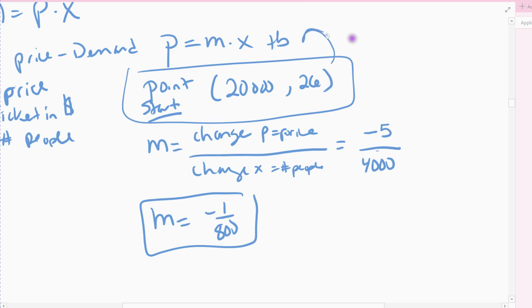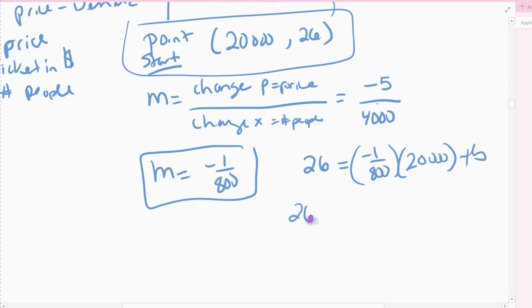There's my point. I can find my linear price demand equation by plugging my numbers in. 26 goes in for price. Slope I just found. X was 20,000, and I need my y-intercept. So first thing, multiply out that negative 20,000 over 800.